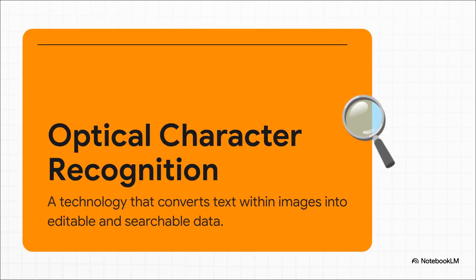The magic trick here is called optical character recognition, or OCR for short. Think of it like a digital eye for your phone. It scans any image, spots any text it can find, and then, this is the cool part, it turns those letters into actual, real data. Data you can copy, paste, and most importantly, search. It basically turns a flat picture into a living, breathing piece of information.